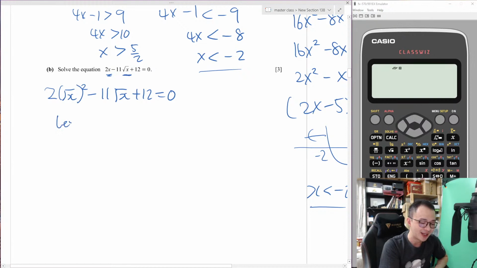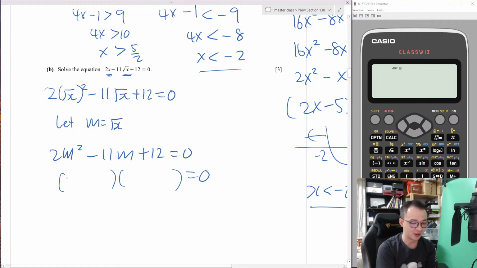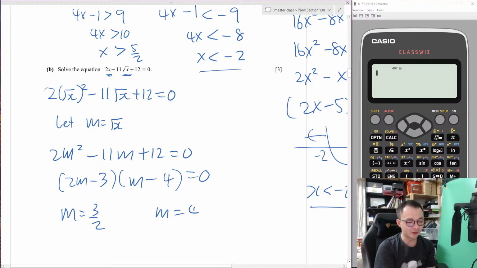Until now, you still cannot see that it is a quadratic equation. What you can do is let m equal square root x. Then you have 2m squared minus 11m plus 12 equals 0. Now does it look like a quadratic? Yeah. So we're trying to factorize it. Is it possible or not? This is 2m and m here. In order to get 11, I'm trying 4 and 3, minus for both. Yup, it's possible. Then m equals 3 over 2, and m equals 4.